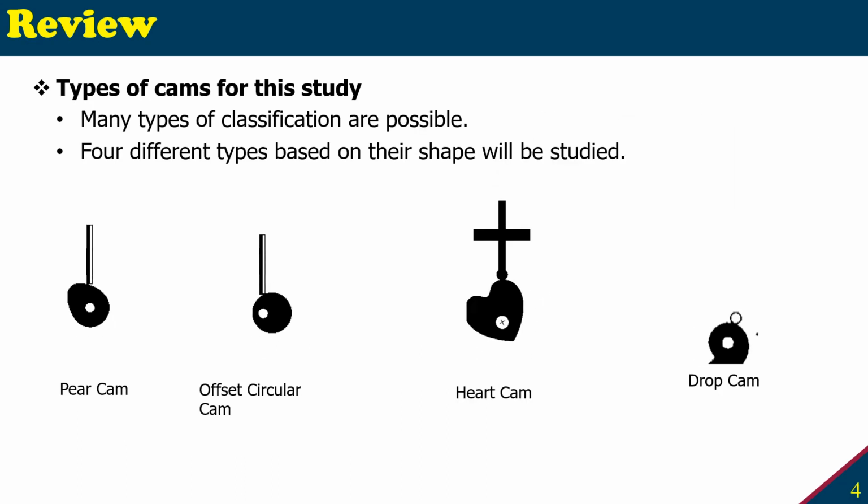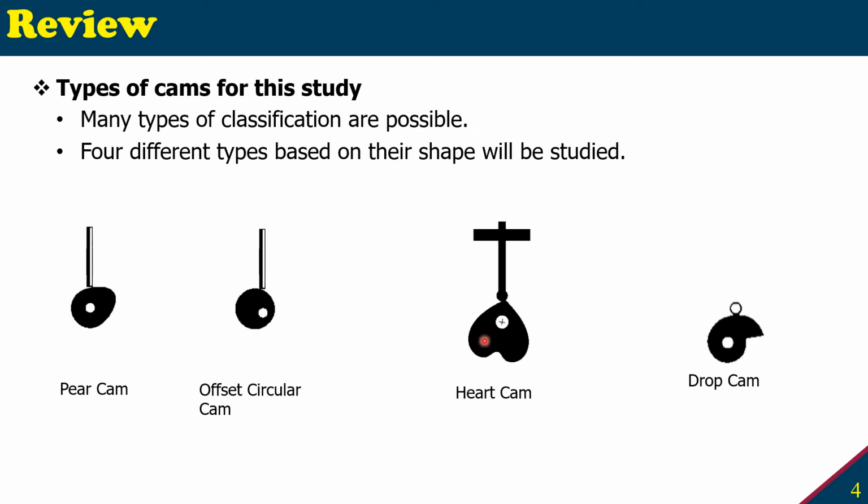So there are many types of classification possible for cams. The types that we're going to study are based on their shape, and we're going to study only 4 types of cams based on their shape. The first one is the pear cam. It is called pear cam because the cam looks like a pear. And similarly, the next one is called the offset circular cam. It's a circular cam, you can see, and it is not rotating about its center but offset. That's why it's called offset circular cam.